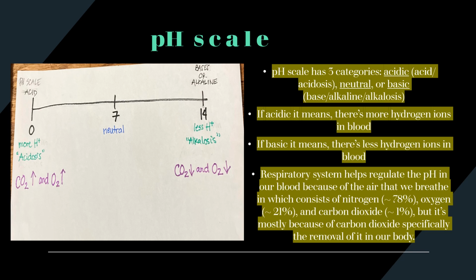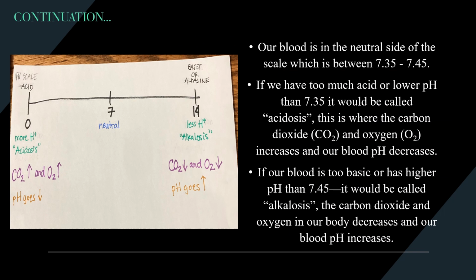So the role of the respiratory system is to breathe in oxygen and to breathe out carbon dioxide, which is why we have a respiratory system, because of respiration. Our blood is on the neutral side of the scale, between 7.35 and 7.45.